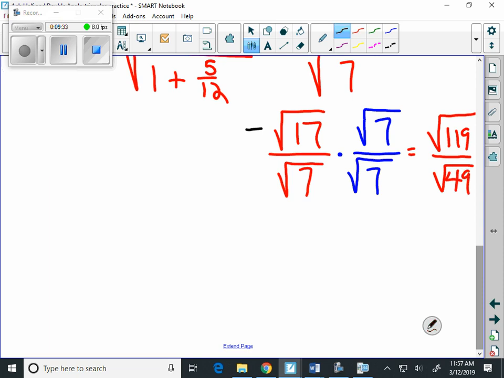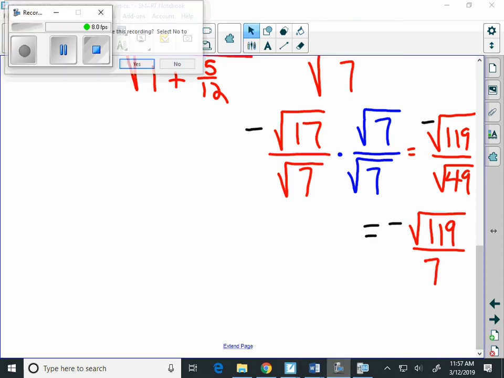Once again, I don't want to forget my negative, but we're very, very close to finishing here, because we can't simplify the square root of 119. It was 17 times 7, both prime numbers. So we get the square root of 119, and we can take the square root of 49, which is 7. I'm going to delete it.